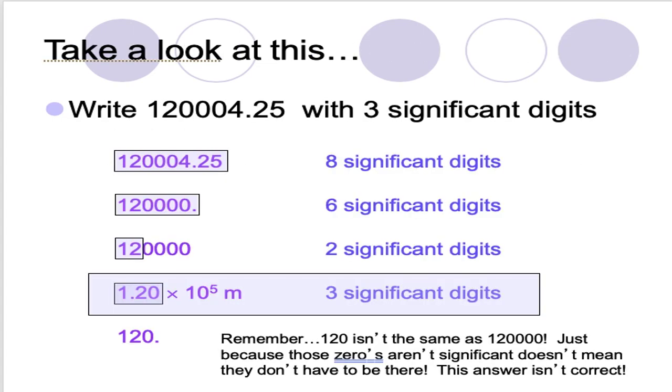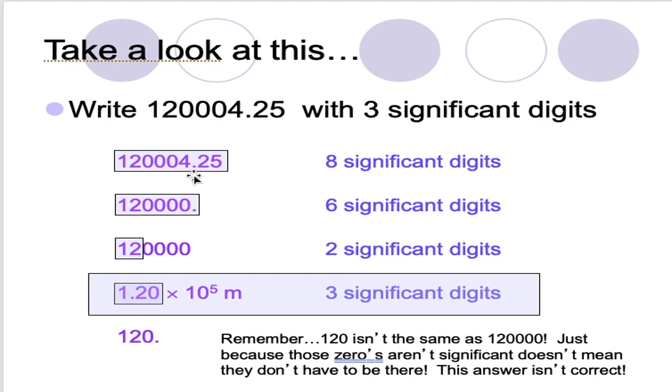To ask you to write this, 120,004.25 with 3 significant figures. Okay, this is a number that you really can't write correctly with just 3 significant figures, and I'm going to show you why. So let's look at the first one. If we were to leave it like this, we know that all of this has 8 significant figures. The reason why is because we start from the first non-zero number, we go all the way to the end due to the fact that there is a decimal.